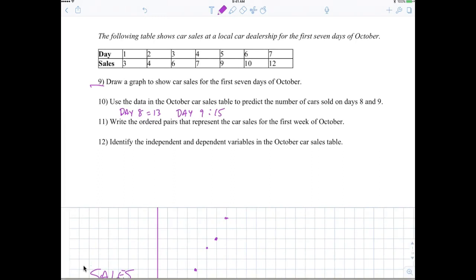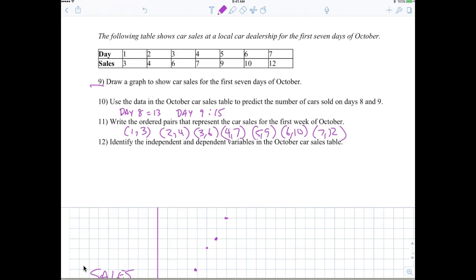And then you have to list them as an ordered pair. All right, so I'm just going to go ahead and do that just to make sure everybody's good. 1, 3, 2, 4, 3, 6, 4, 7, 5, 9, 6, 10, and 7, 12.